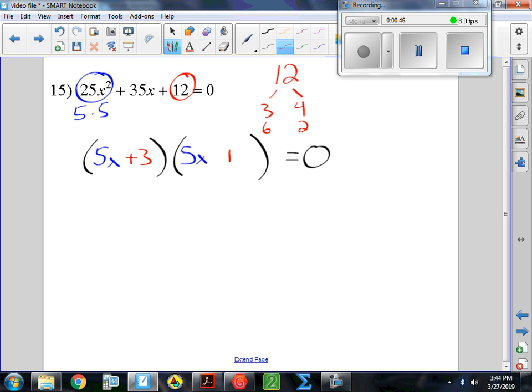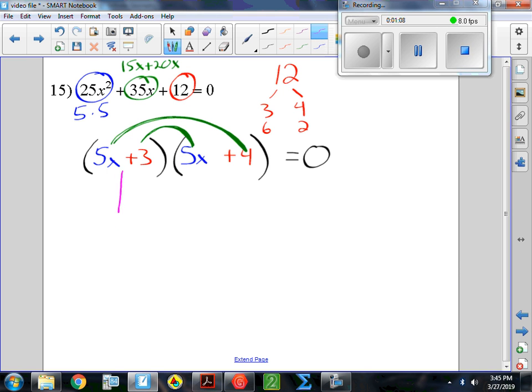So plus 3 and plus 4. I can check that. The 3 times 5 is 15. The 5 times 4 is 20. So 15x plus 20x gives you 35x. So that is checked. So this is the correct way to factor.